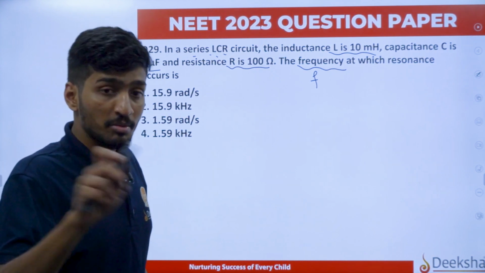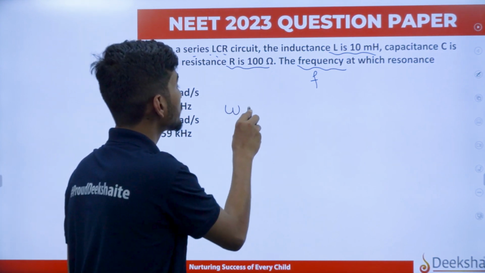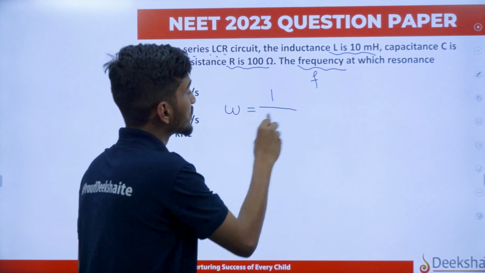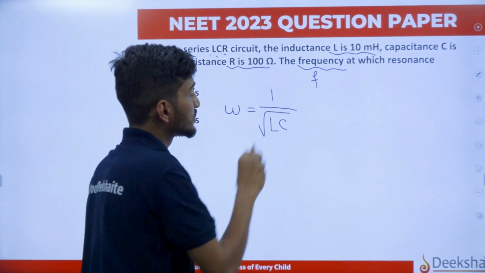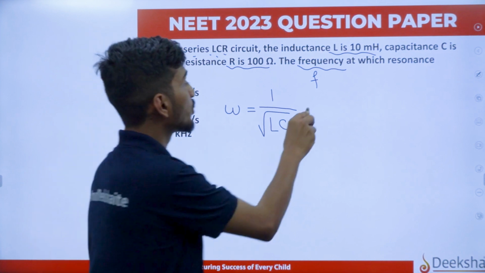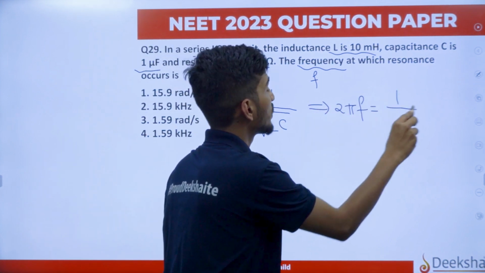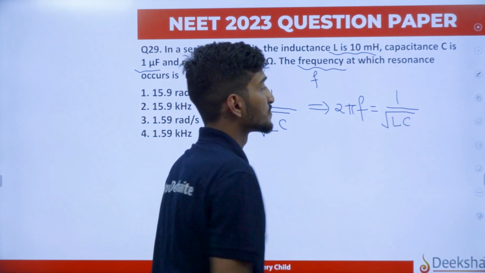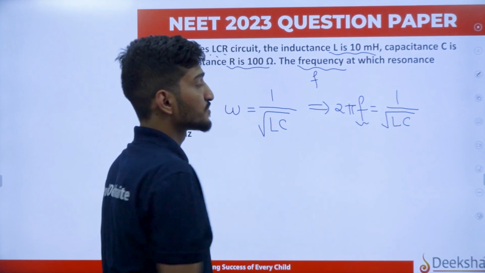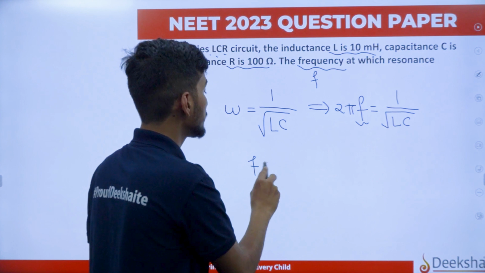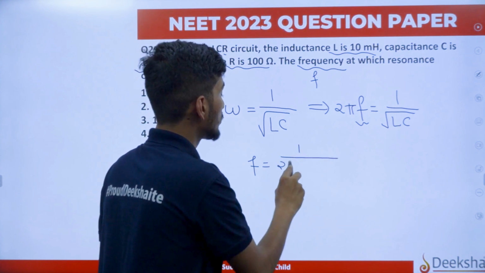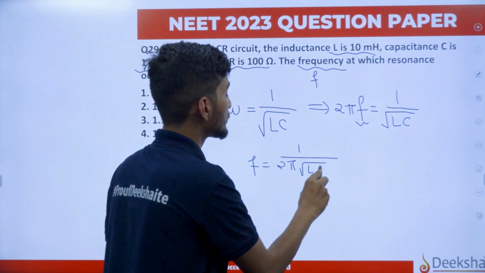Do you remember the formula? Angular frequency of resonance, omega, is given by 1 by root LC. Correct. And omega is also 2 pi f. So 2 pi f is equal to 1 by root LC. You want this f right now. So this f will simply be 1 by 2 pi root LC.